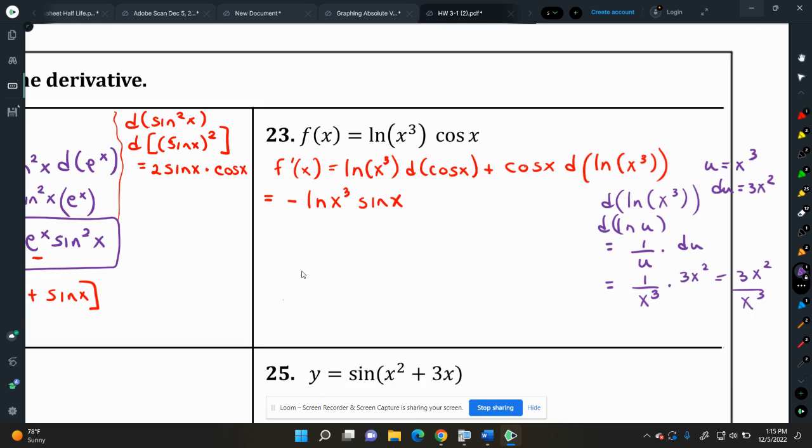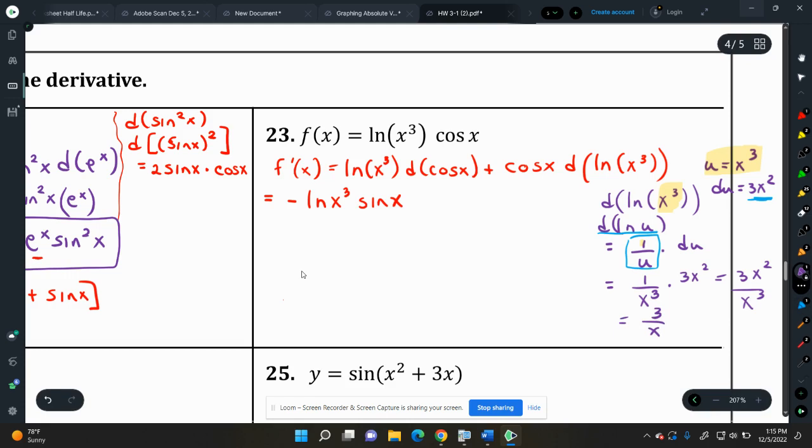Double check our work here. The derivative of the natural log of u is 1 over u times du. U is x to the third, so it's 1 over x to the third. Du is 3x squared, so times 3x squared. Now we're going to go ahead and simplify this. This is 3 over x.